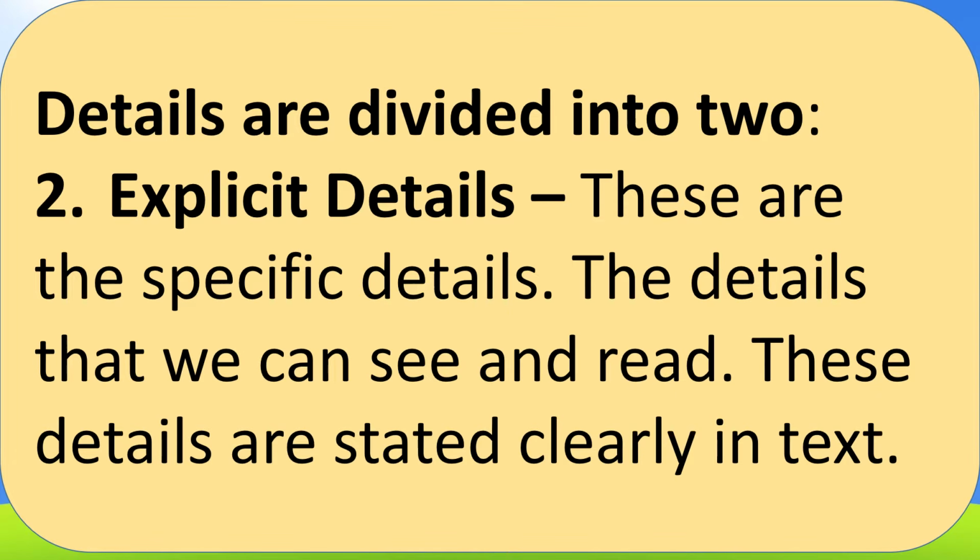Second one is explicit details. These are the specific details, the details that we can see and we can read. These details are stated clearly in the text.